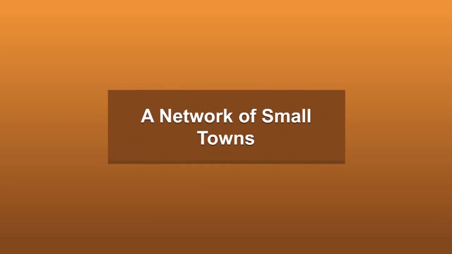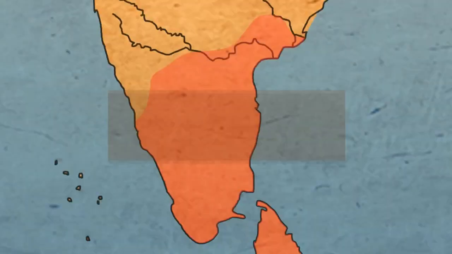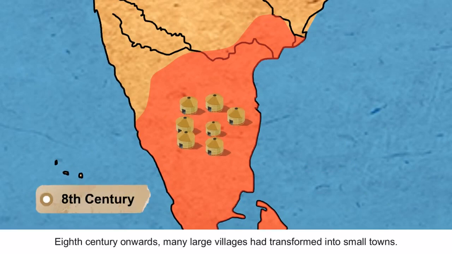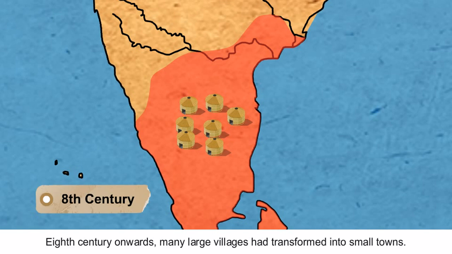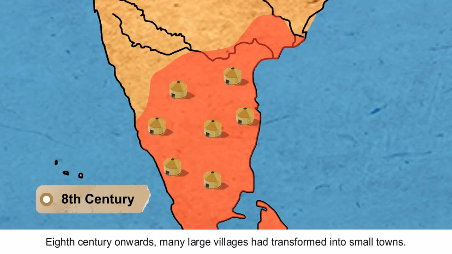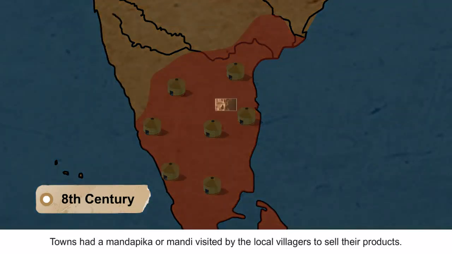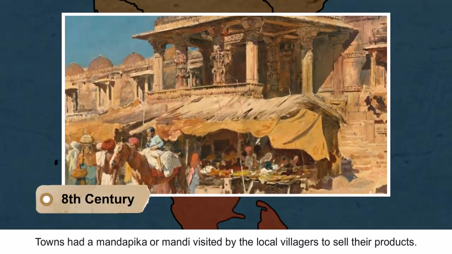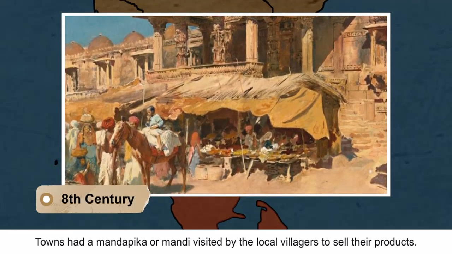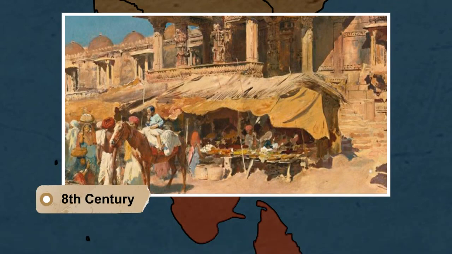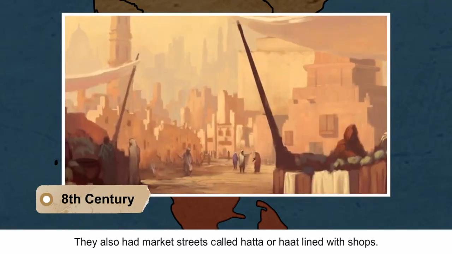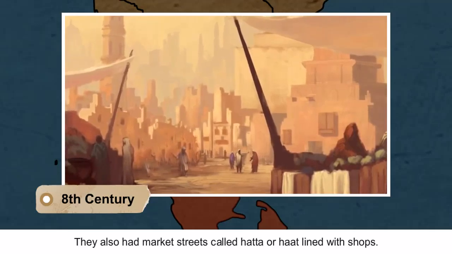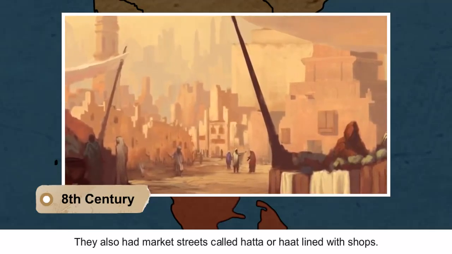A network of small towns. 8th century onwards, many large villages had transformed into small towns. Towns had mandapika or mandi visited by the local villagers to sell their products. They also had market streets called hatta or hut lined with shops.